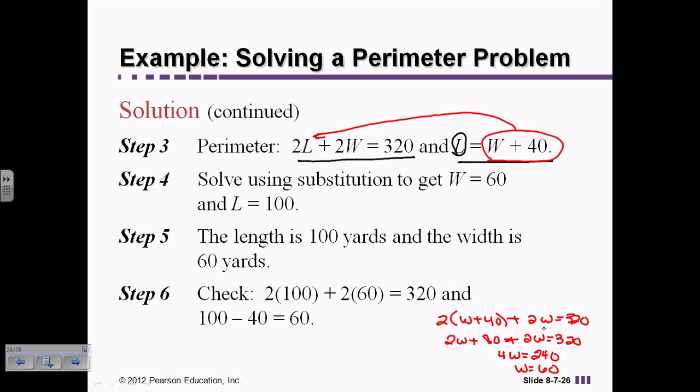Okay, so now I know what W equals. So now I can take that value and go back to either one of my equations. I'm going to go back to this one because it's a little bit easier. And I'm going to put the 60 in for W. And I get the length equals 100. And that's how I got my length. So what I know is that the length of the field is 100 yards and the width is 60 yards. And I can check it by putting that into the equations that I've got, and I'll figure out that that's the right answer.